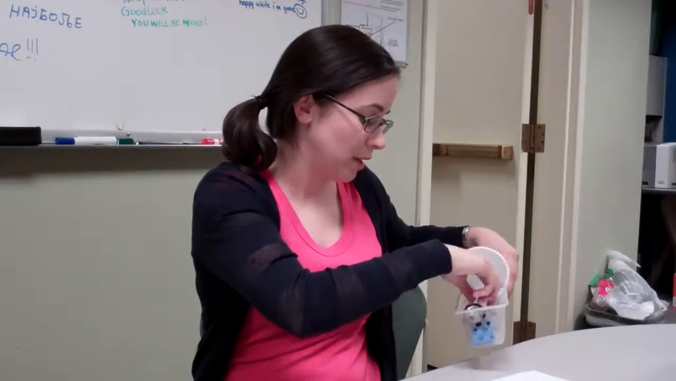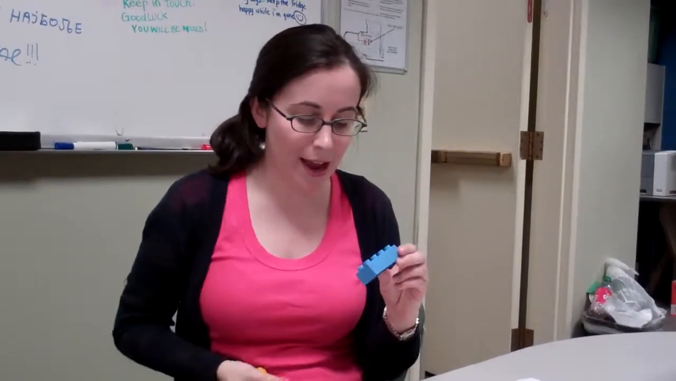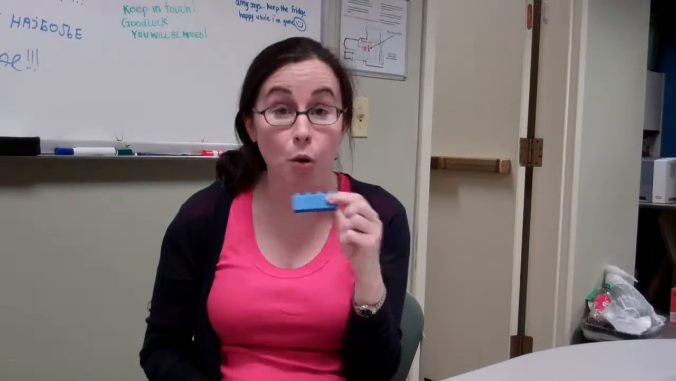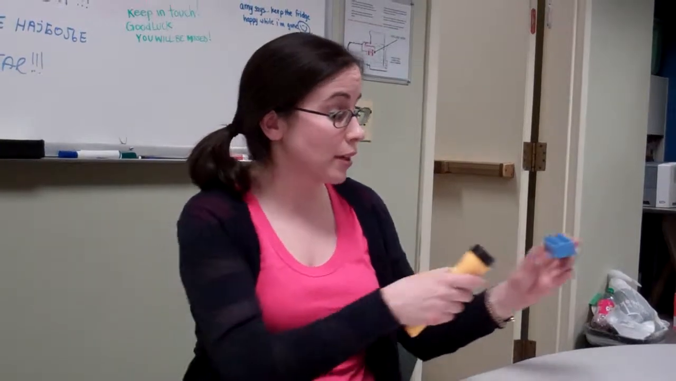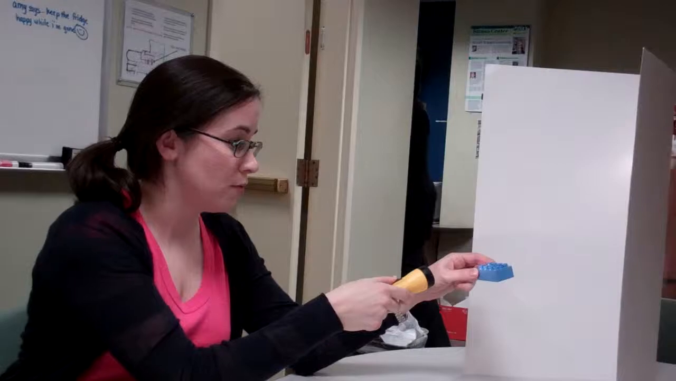Okay, so I have some objects that we are going to practice with. So I have a Lego, and I'm going to hold the Lego up in front of my eye. Can you see my eye? No. No, and you know why? Because this is opaque, which means that no light can get through. So now we're going to see what happens when we look at the shadow of the Lego.